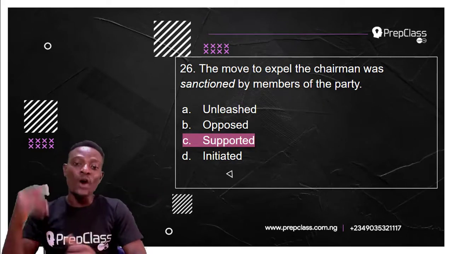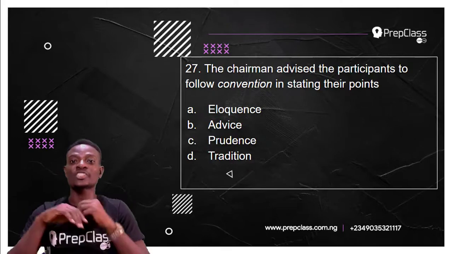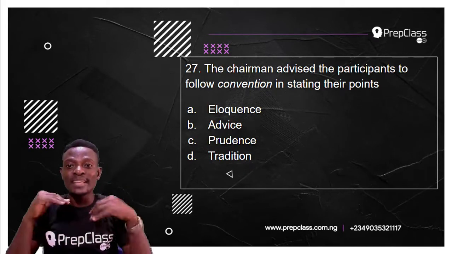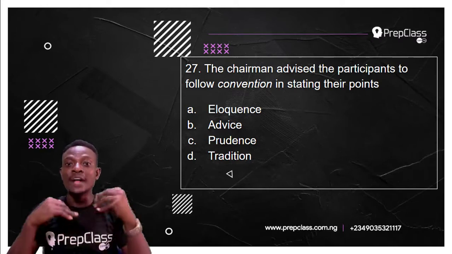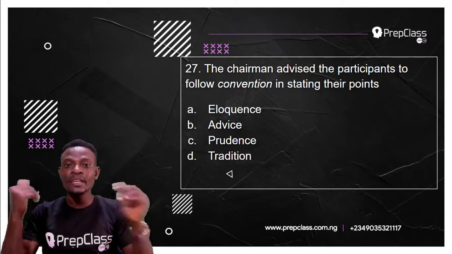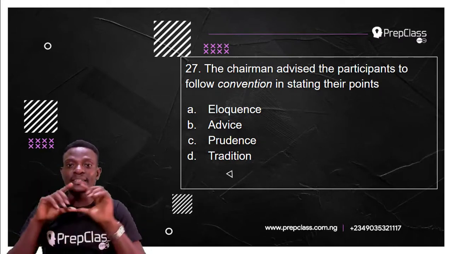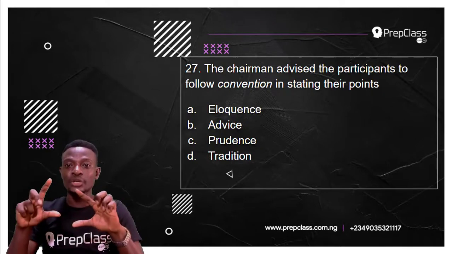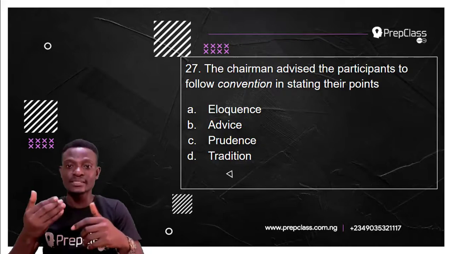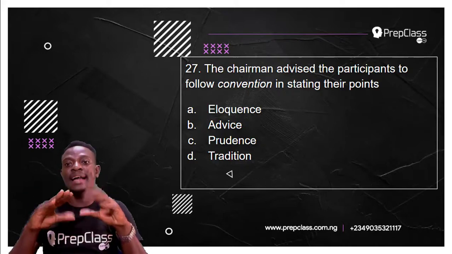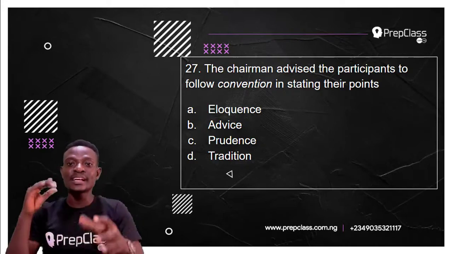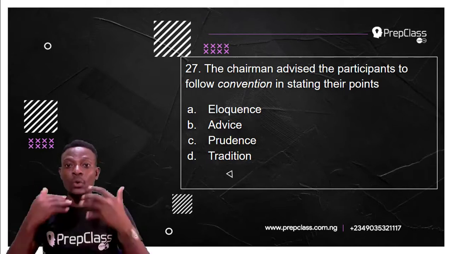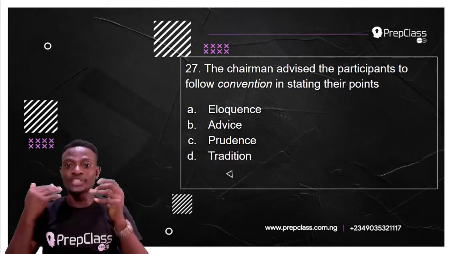Alright, let's move on to the next question quickly. Question number 27. Remember, we have to select the option that is nearest in meaning to the word in italics. Question 27 reads, the chairman advised the participants to follow convention in stating their points. Now, the word in italics here is convention.